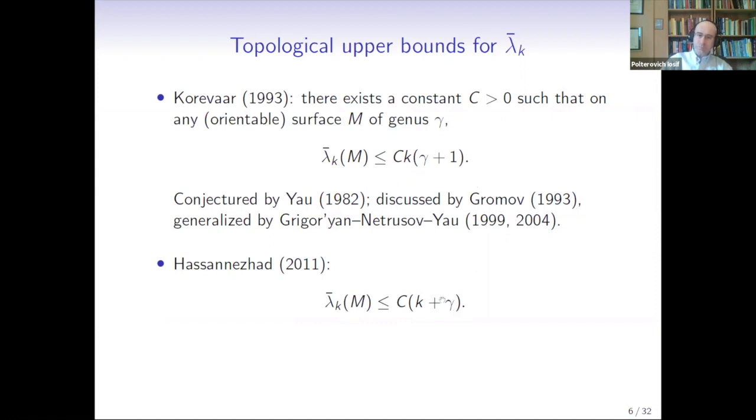Her bound is C times (K plus gamma) instead of K times gamma. And also let me mention that even though this bound has been stated for an orientable surface, in fact it doesn't use orientability, and it is true for any surface. So the question that one may ask is, can this constant C be made explicit, like in the estimate of Yang and Yau for the first eigenvalue? And we will return to this question a little bit later.